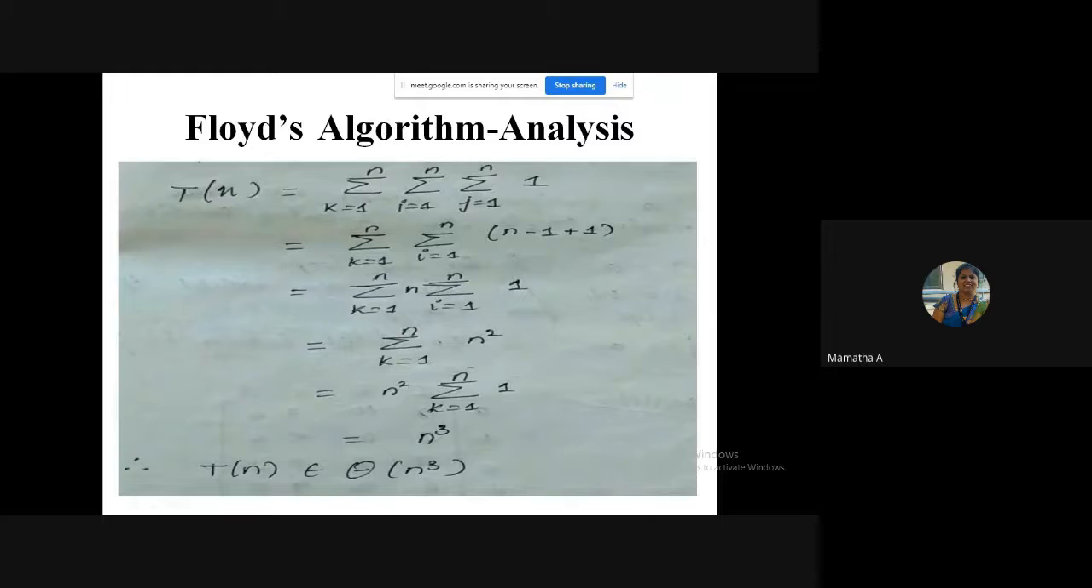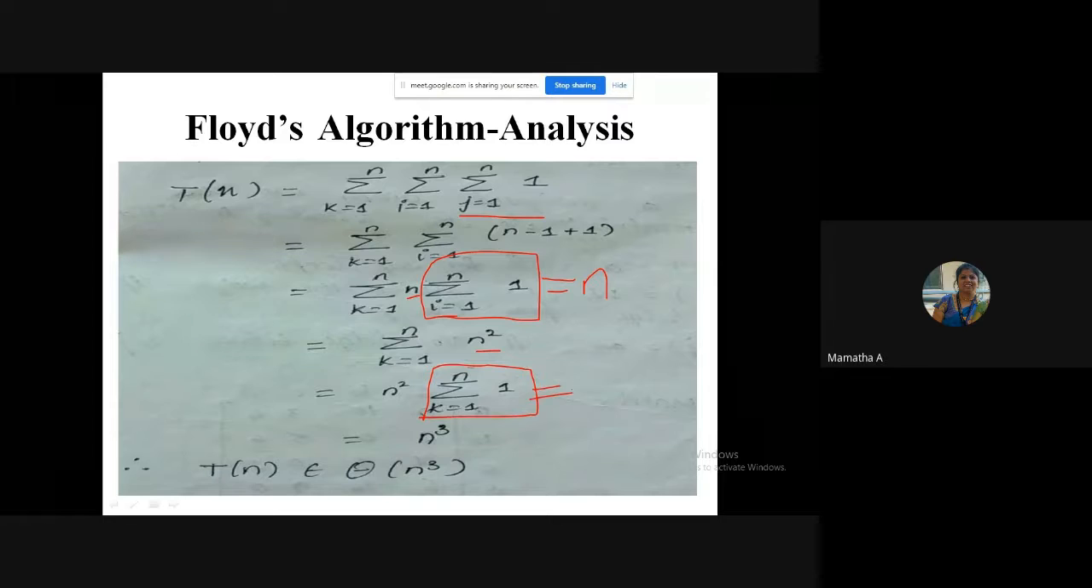Same thing you will have to solve. The innermost summation, upper bound minus lower bound plus 1, you get n. Take out the n as a constant. Again, the summation with respect to I, upper bound minus lower bound plus 1, gives me n. N into n is n square. Take n square as a constant. Again it is upper bound minus lower bound plus 1, this gives me n. The total is n cube. That means to compute the intermediate matrices, every time you should verify all the entries in your matrix.